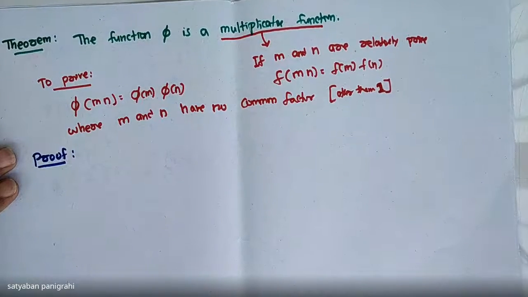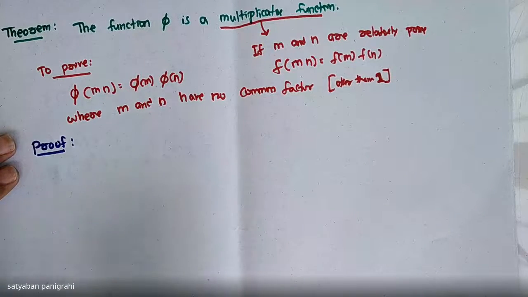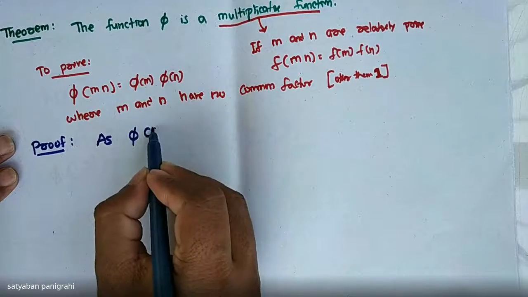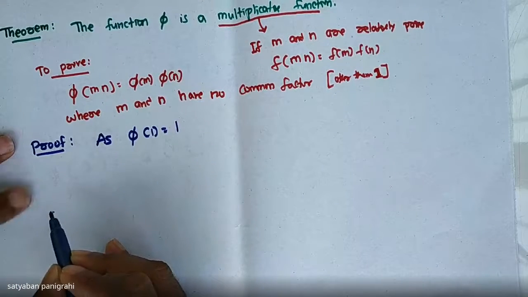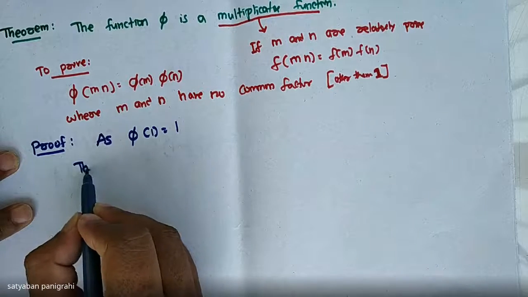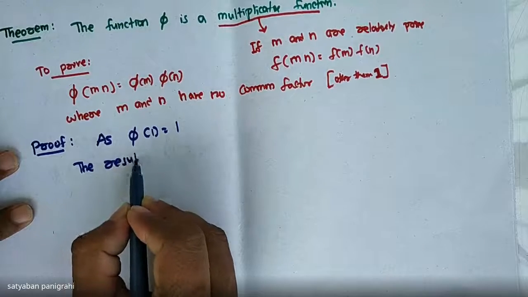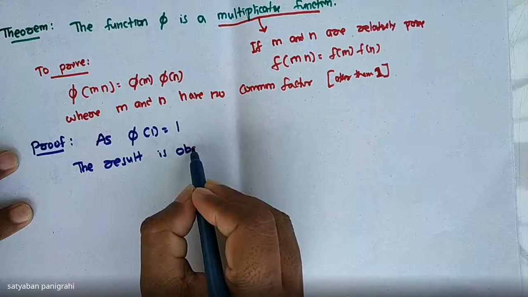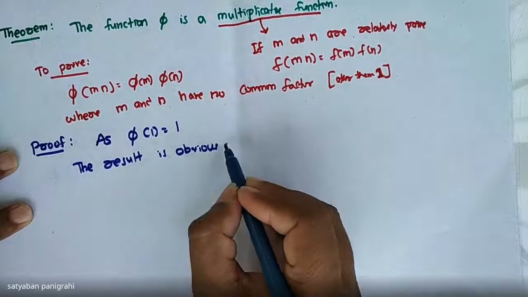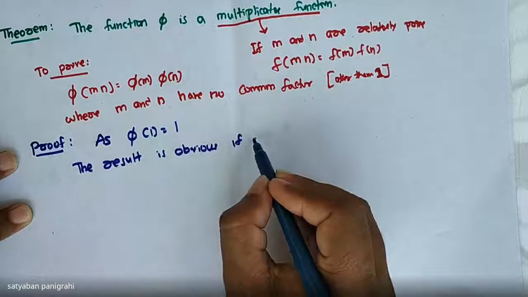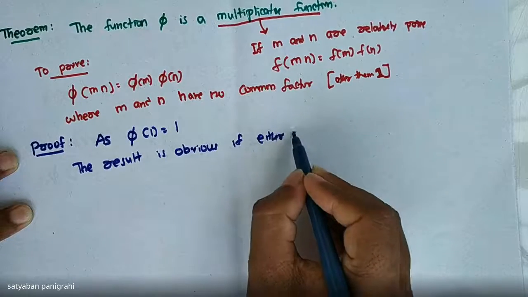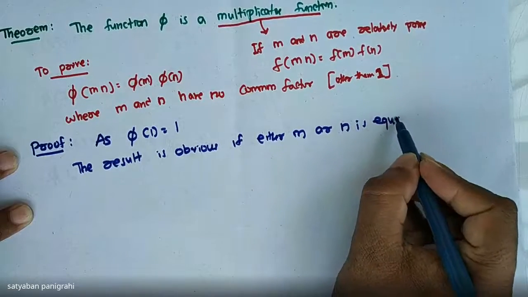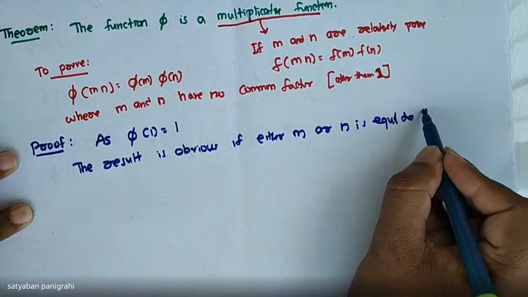For the proving part, we can say as phi of 1 is always equal to 1, the result is obvious if either m or n is equal to 1.